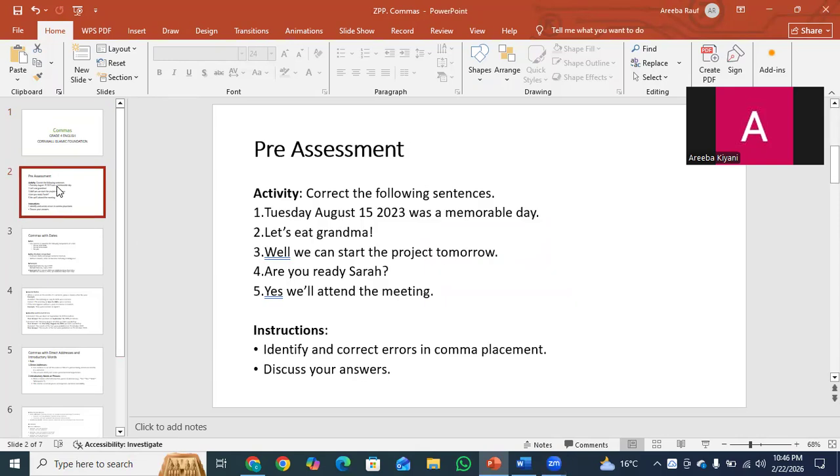Okay, students, this is your pre-assessment. You have to look at the sentences. Some of these sentences have mistakes. They are missing commas. Your job is to find the mistakes and fix them. Further, I will explain the next slide so that you can do this activity very quickly. First, you have to understand this so that you can do this activity.